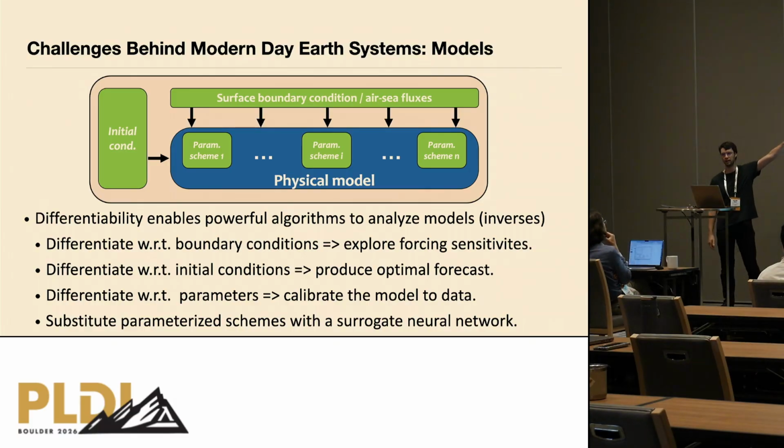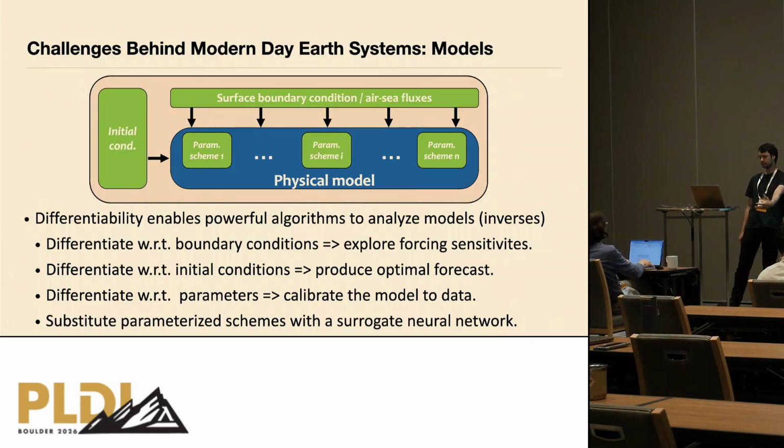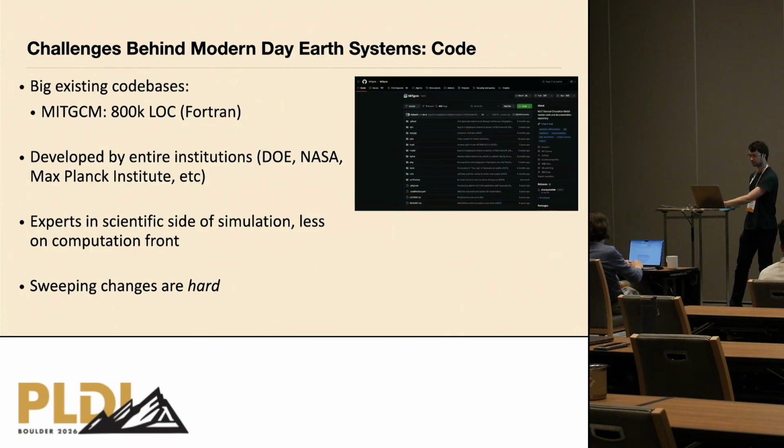Differentiability is one of these big, heavy-hitting tools. It enables powerful algorithms to analyze these models, in particular to compute inverse problems. You can differentiate with respect to that boundary condition. You can explore the forcing sensitivities. You can differentiate with respect to those initial conditions. You can predict a forecast, differentiate with respect to those parameters, try to calibrate to the data, or even import that sparse data, and even potentially compute surrogate models.